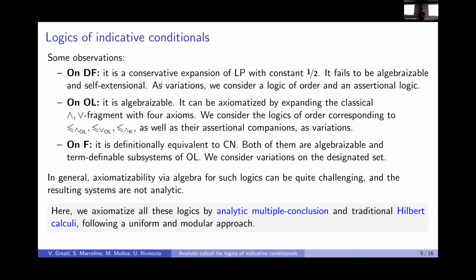Because the transformers are very complicated, the axiomatizations you get are very difficult to deal with, if you manage to get them. And also for the logics of order, there is no systematic way of obtaining them, so you have to do it case by case. In this work, we actually do it at once: we obtain analytic calculi for them, and also traditional axiomatizations, using a uniform and modular approach.